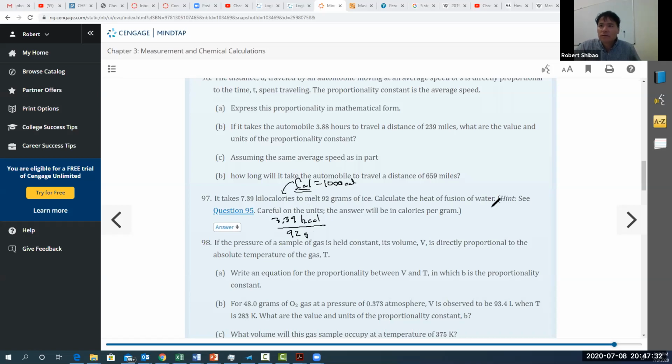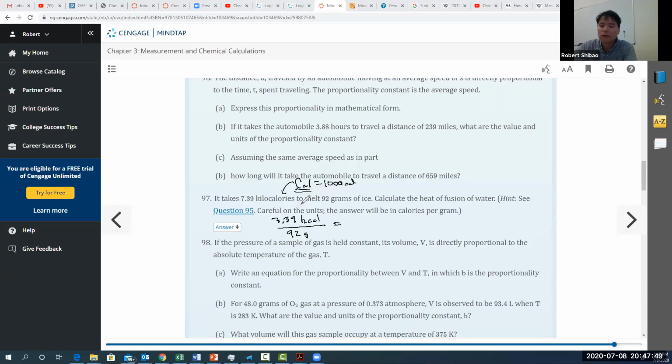Calculate the heat of fusion of water. So what they mean is per gram. When they say calculate, they don't want it per 92 grams. They want it per 1 gram. So all we have to do is we take 7.39 and divide it by 92.